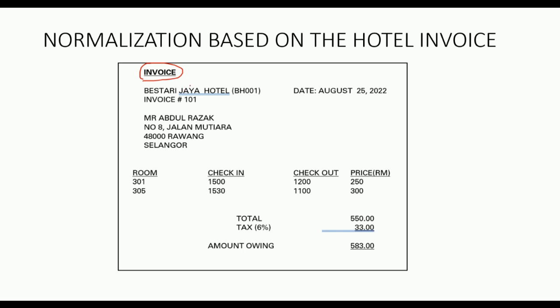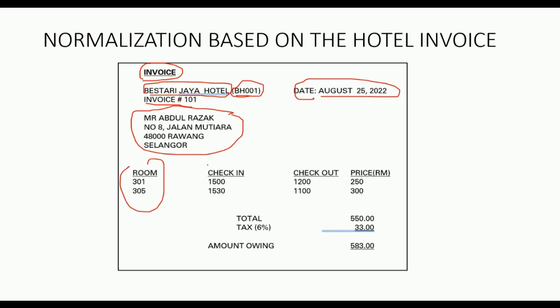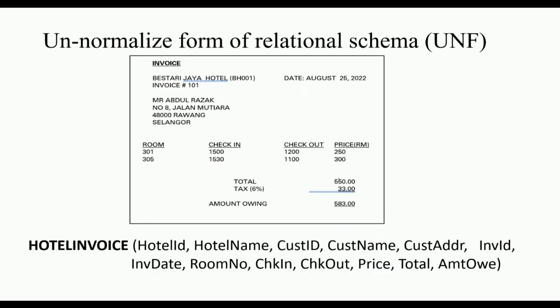So here we can see the invoice. There's the Vistari Jaya Hotel, the hotel name, and this is the hotel number, the invoice date, and the invoice number. This is the invoice for the customer, the hotel room, the check in and the check out, and this is the price for each of the rooms, the total, and then the total plus the tax. We have 583, the amount that Mr. Abdul Razak, the customer for this Vistaria hotel, has to pay.